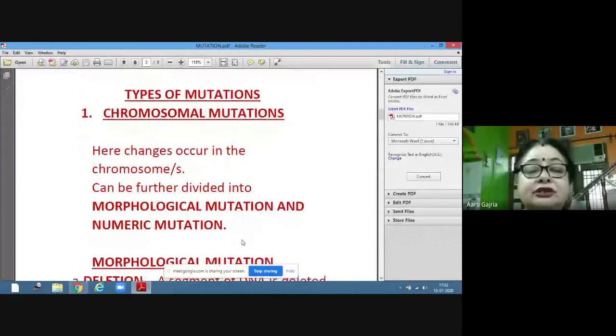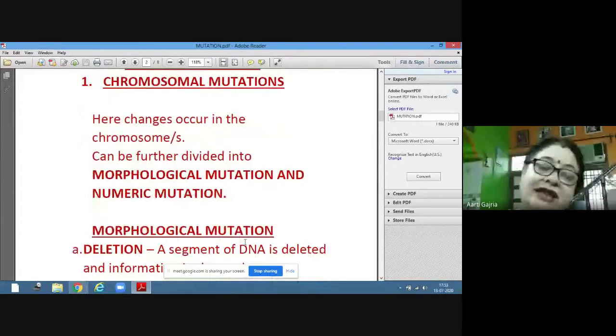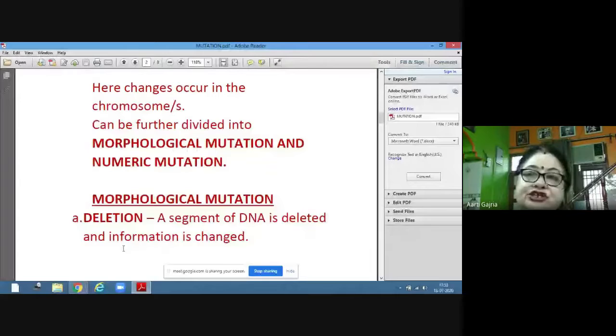Morphological mutations are of different types because many things can happen to change the morphology of the chromosome. First is deletion. Deletion means one segment of the DNA is deleted. So the genetic information would be changed.